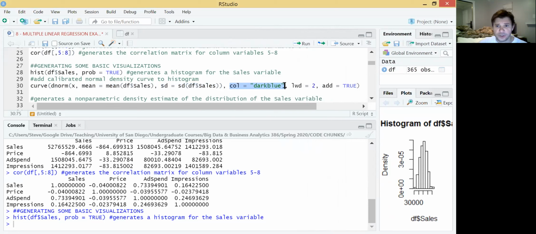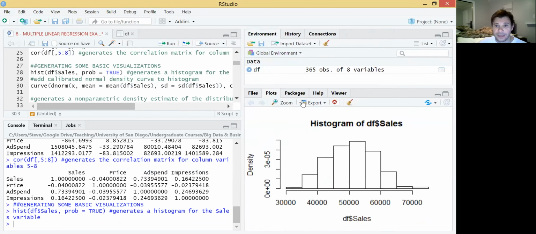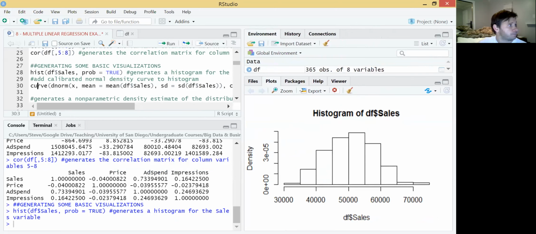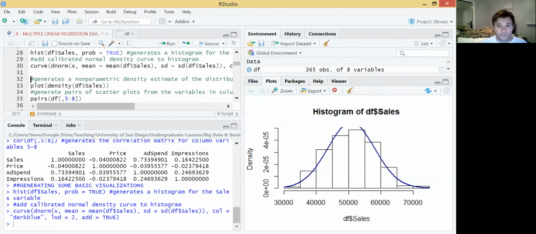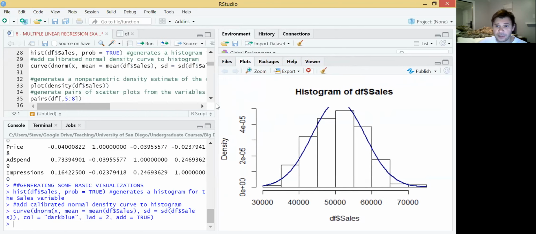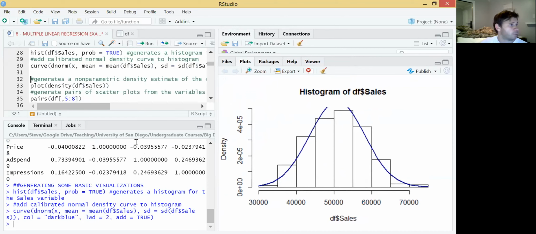We'll have it show up in dark blue. The line width will be 2. We can change that number if we want to make it thicker. And add equals true because we're going to add this curve to the current diagram that we have produced here. So let's go ahead and run line 30. And you can see now, once we've done that, in the bottom right panel, it looks like we have a nice overlay of a normal distribution right on top of our empirical distribution, that blocky distribution. That's the actual data. So it looks like sales is somewhat normally distributed.